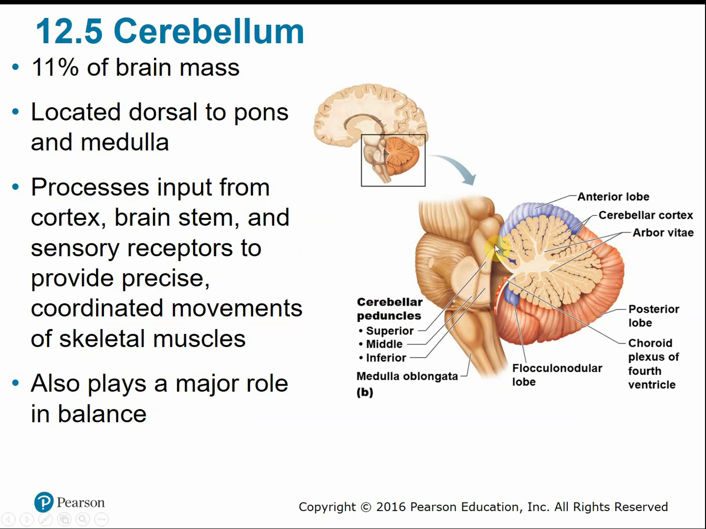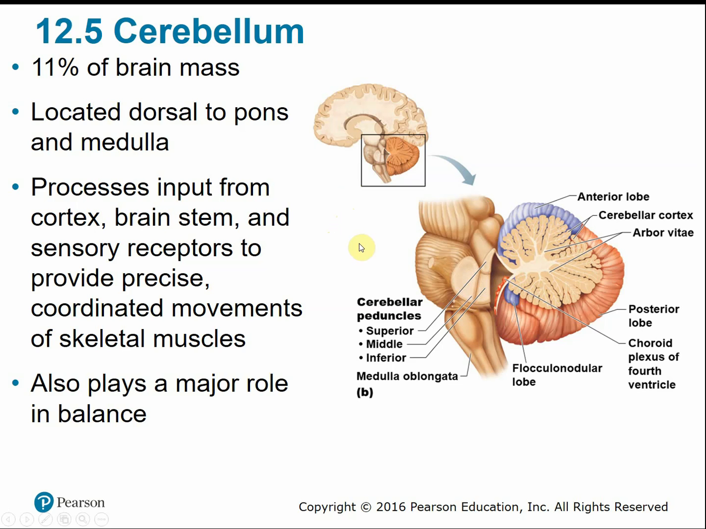The cerebellum makes up about 11% of the brain mass, so it's this most dorsal posterior lobe. So it's going to process input from different regions to help coordinate our movement. So we have smooth, coordinated movements. We don't have jerky type movements.